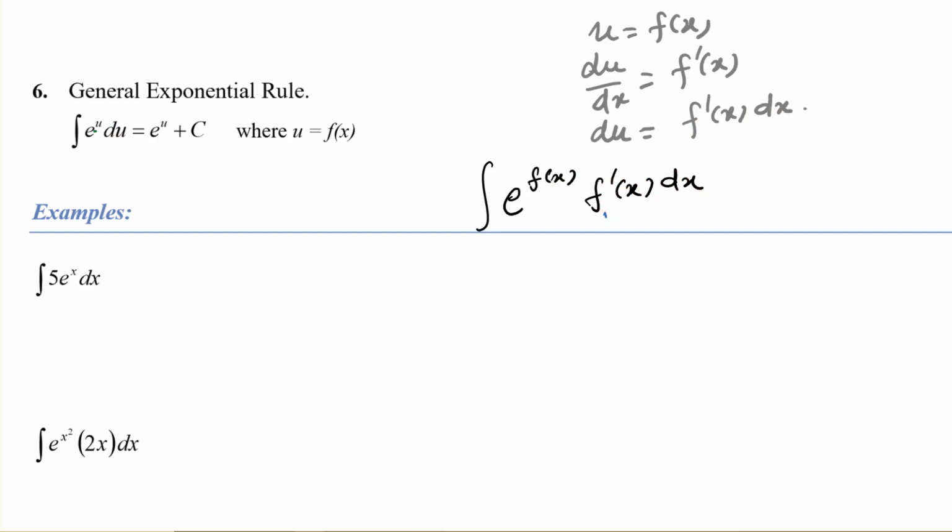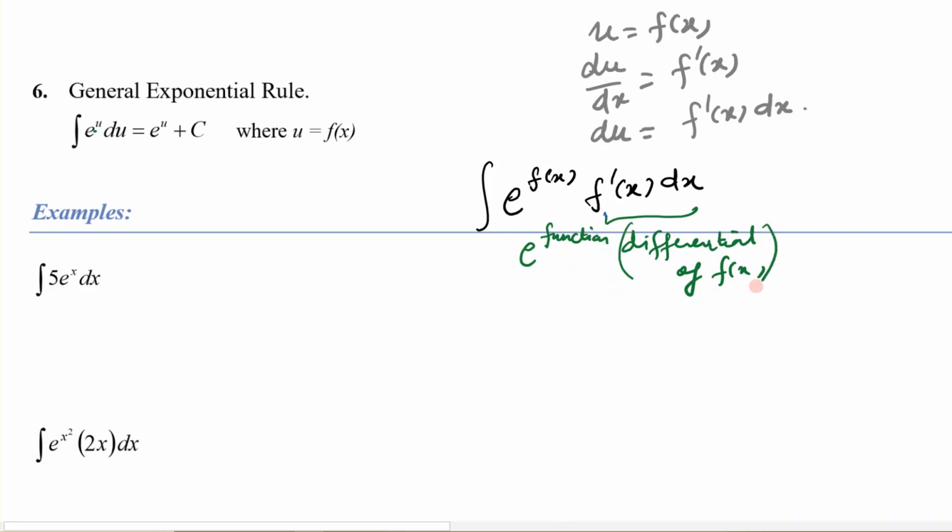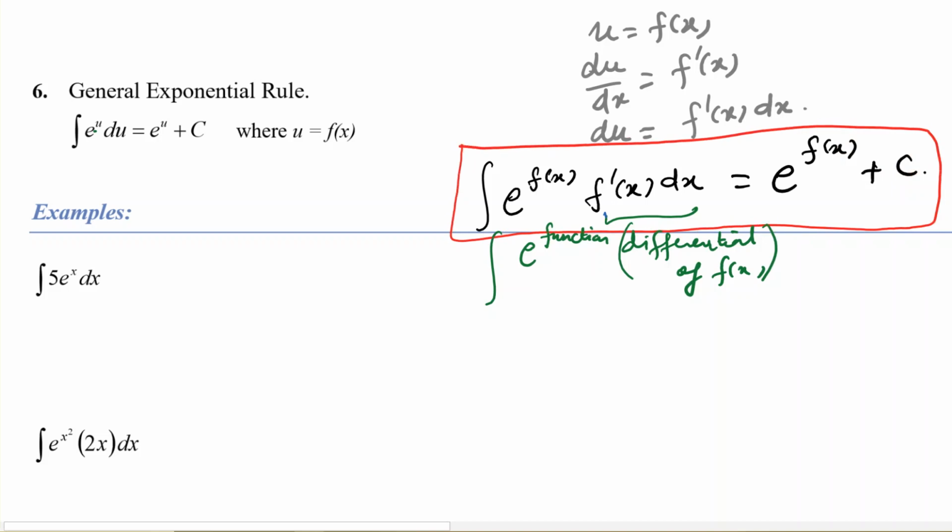So here we have e raised to power the function times the differential of the function. This integral is equal to e raised to power the function plus c. That's how we're going to recognize the form in our problem. So the integral of e raised to power some function times the differential of the function is equal to e raised to power f(x) plus c. Let's use this in some problems.